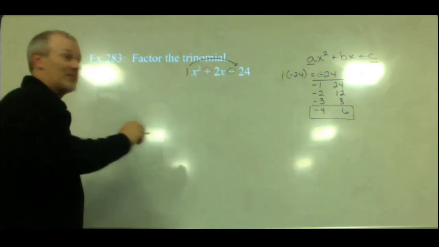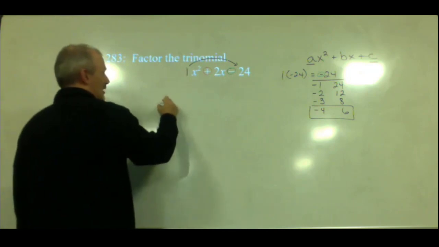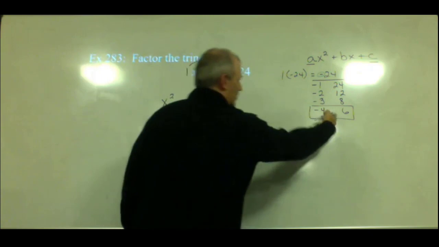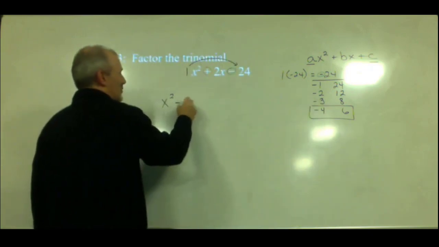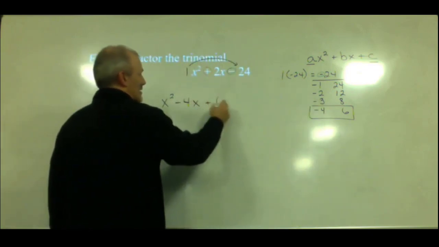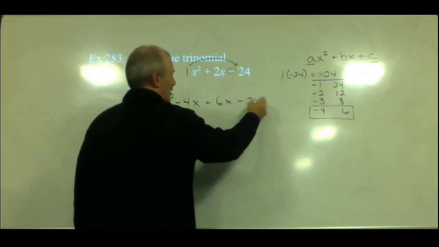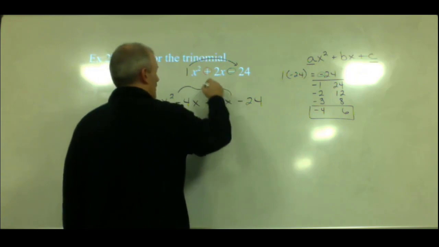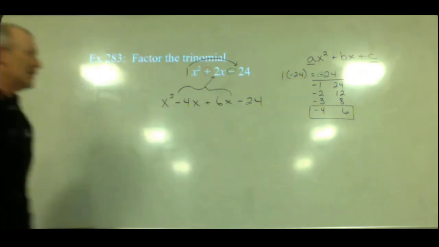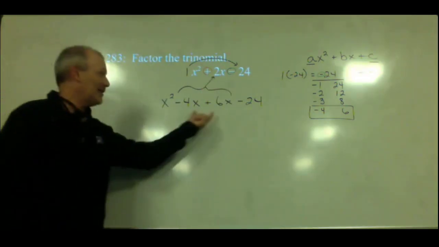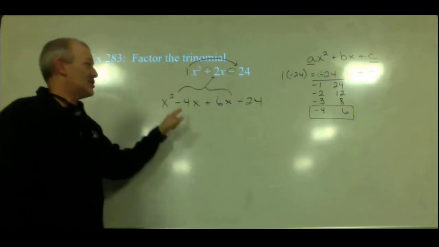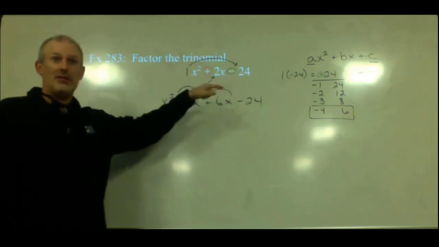Here's where we make it into 4 terms. We're just going to copy this down: x squared. And then we take these two numbers and put them in place of this 2. So minus 4x plus 6x minus 24. Now that's okay because these two together add up to be 2x, right? If we combine these terms, that would be 2x. So we're not changing the value of it at all. We're just changing what it looks like.